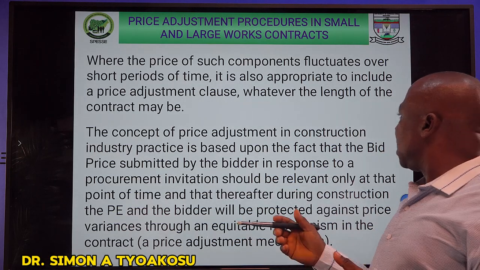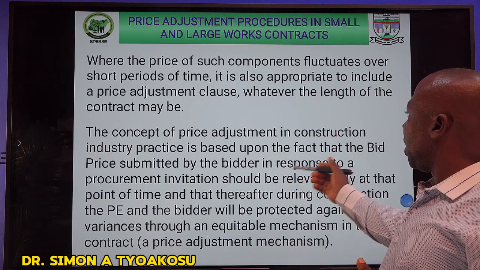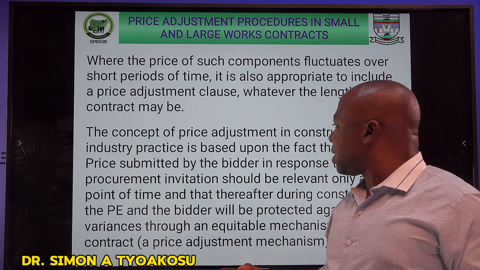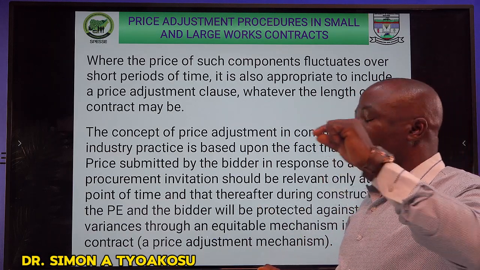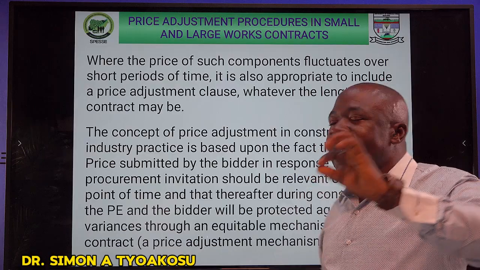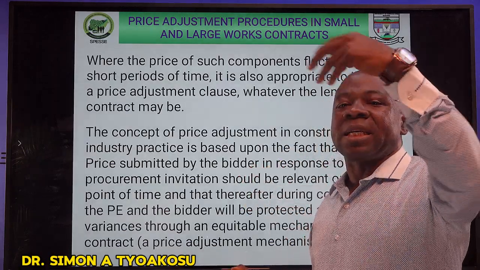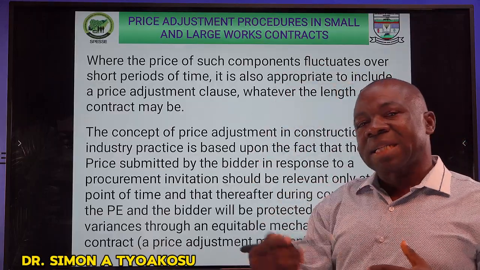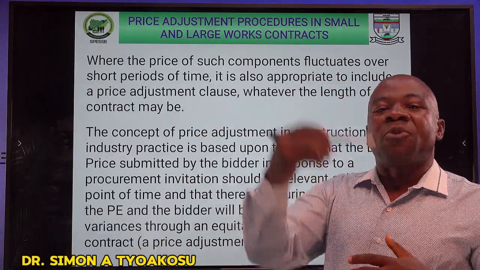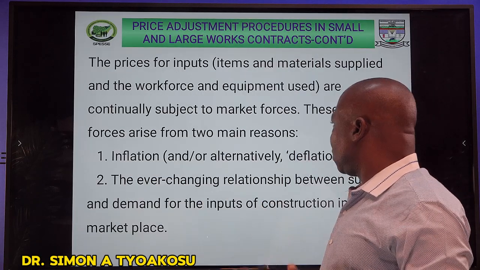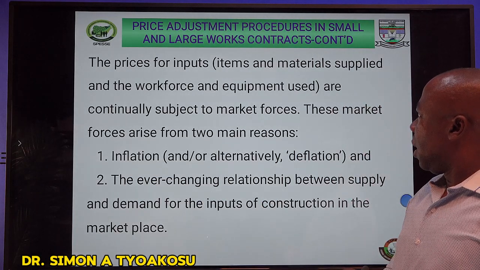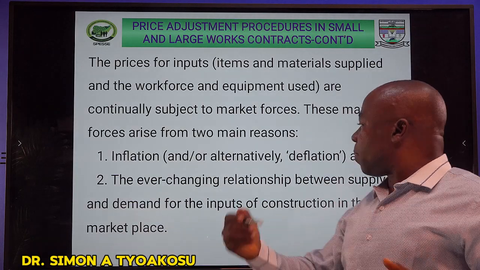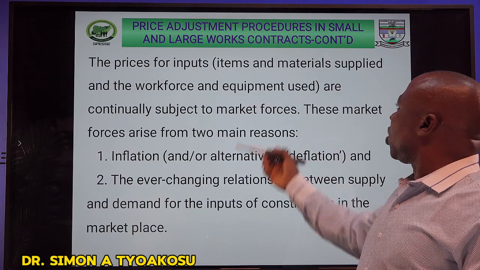So this price adjustment in the construction industry is based upon the fact that the bid price submitted by the bidder in response to a particular procurement invitation should be relevant for a particular point in time. Once that time changes, you have to make provision for the change that may come, to accommodate whatever unforeseen variations could arise. So we are telling you that, particularly for purposes of inflation and the ever-changing relationship between supply and demand, the issue of price adjustment is very key.